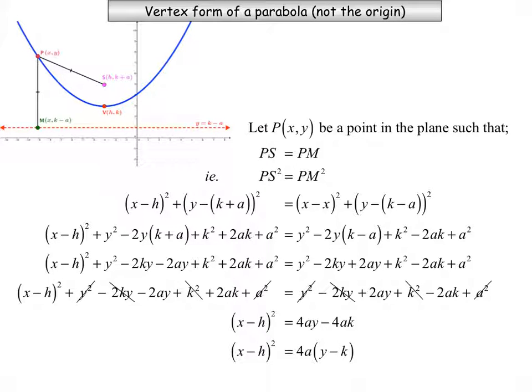Similarities between this one and the vertex form. Well, you've got the 4a, you've got the x squared, and then you have the y. With our vertex form, h is equal to 0 and k is equal to 0 when the vertex is at the origin. So it's really the same thing, but normally we just have x squared equals 4ay. Nice and simple, nice and straightforward. Here we've got the vertex changing position on the number plane. All right, so that's the proof of why the equation is the way it is.